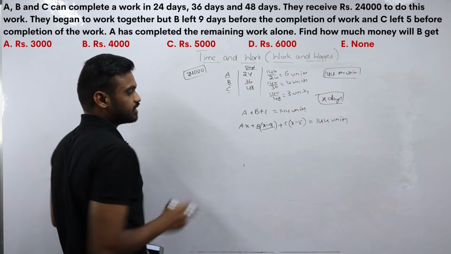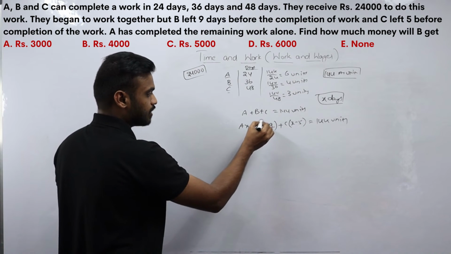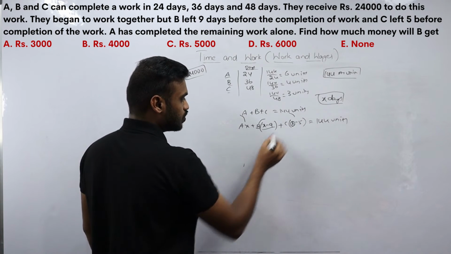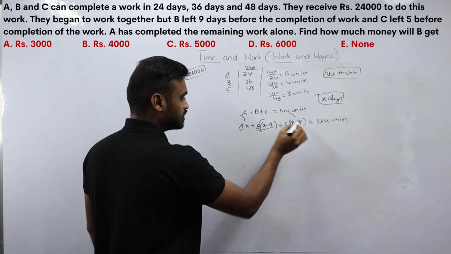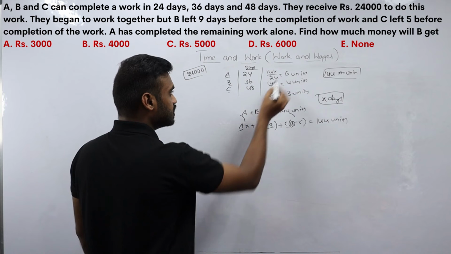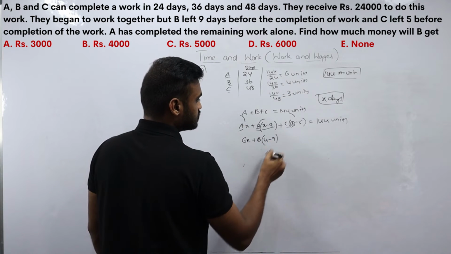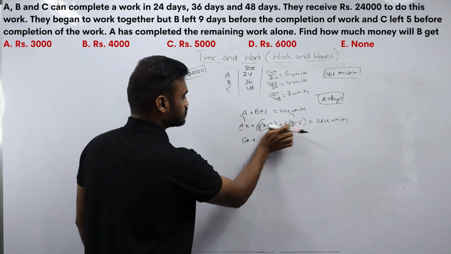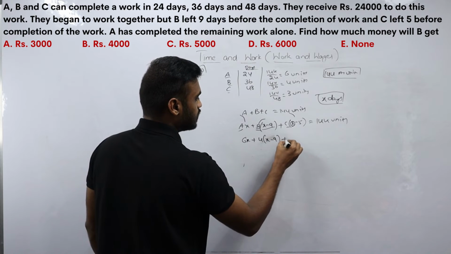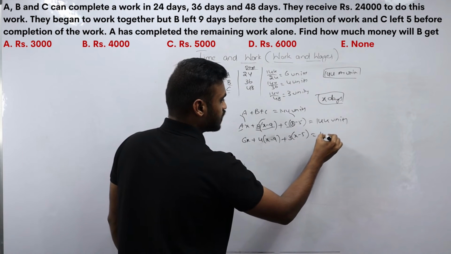In this way we will write, and if I substitute these efficiencies here, I will come to know B's number of days, A's number of days and C's number of days. If I find X, I will come to know the total amount of time A worked, B worked and C worked. Now I am substituting these values for A, B and C. I will get A is 6x plus B of 4 into x minus 9 plus C is 3 units, 3 into x minus 5. I will get 144 units.